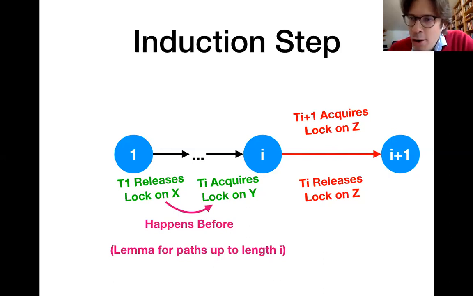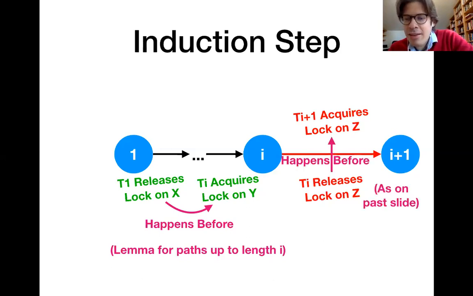Now, looking at the connection between transaction I and I plus 1, using the same reasoning as on the previous slide, we also know that since there is a conflict between them, transaction I must release a lock on some object Z before transaction I plus 1 acquires a lock on Z. So this is even more specific than on the other side of the screen, because as long as we only consider one step and there's a conflict, we know that the conflict must concern the same object. So the locks get released and acquired for the same object.